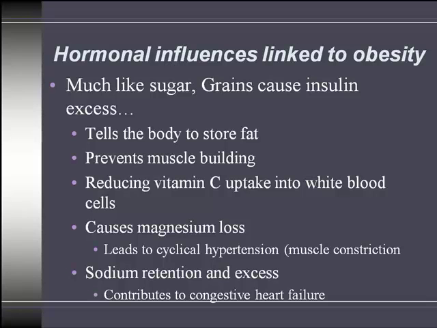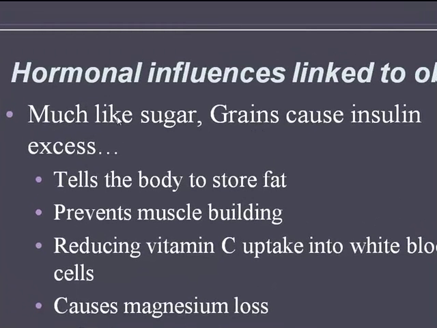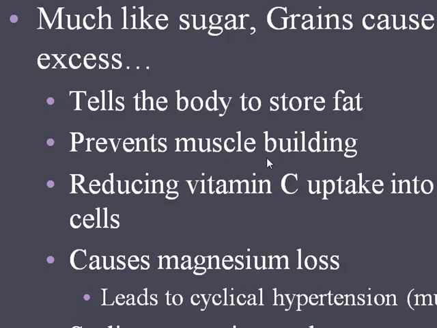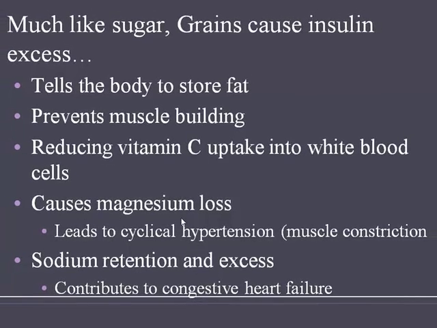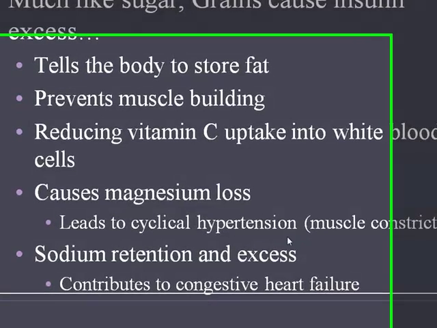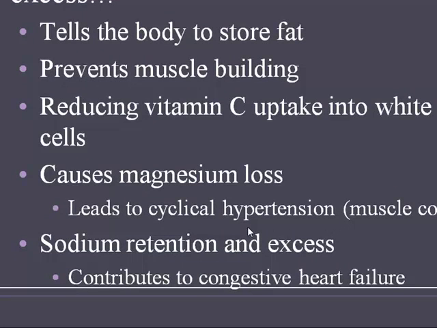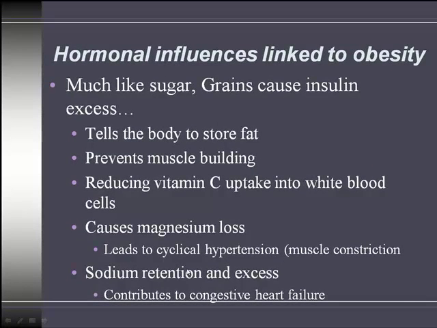Other effects, you can see hormonal influences linked to obesity. This is just how grain acts like sugar. Much like sugar, grain causes insulin excess. And so what does insulin do? Insulin tells the body to store fat. Insulin prevents muscle building or muscle growth. It reduces vitamin C uptake into white blood cells, which weakens the immune system. It causes loss of magnesium, which can lead to cyclical hypertension. And then it can also create sodium retention in excess, which contributes to excessive water retention and congestive heart failure.